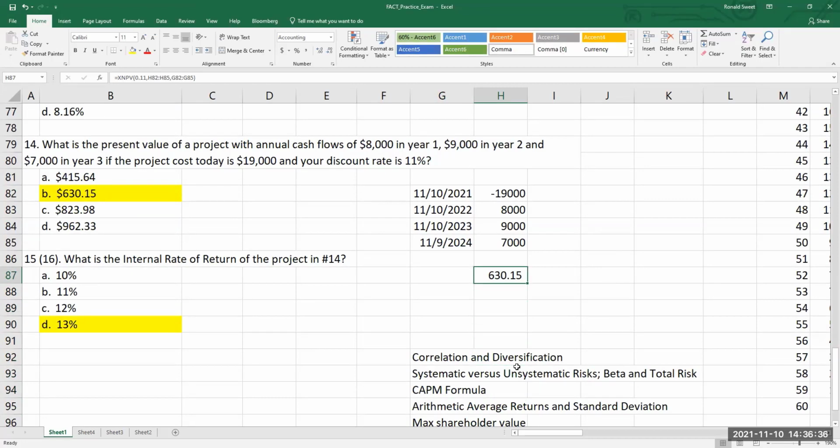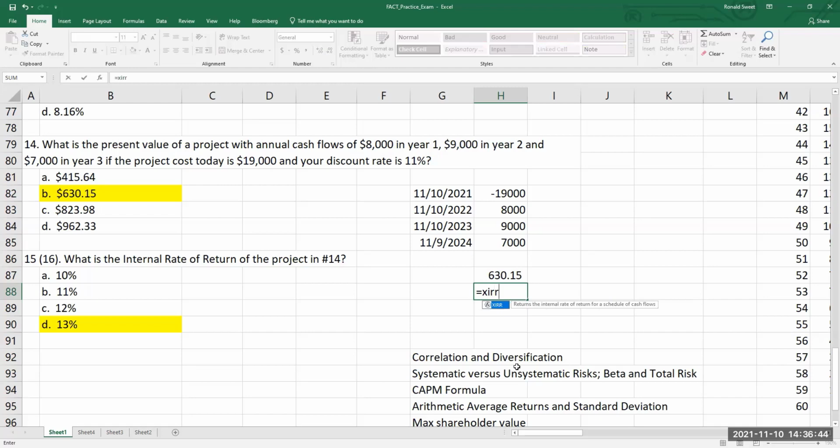Yeah, you can do that exact same thing with the IRR. Is it XIRR? Yeah, equals XIRR. And you just do the values and the dates, and it should give you the same answer you got before. Yeah, I got it.